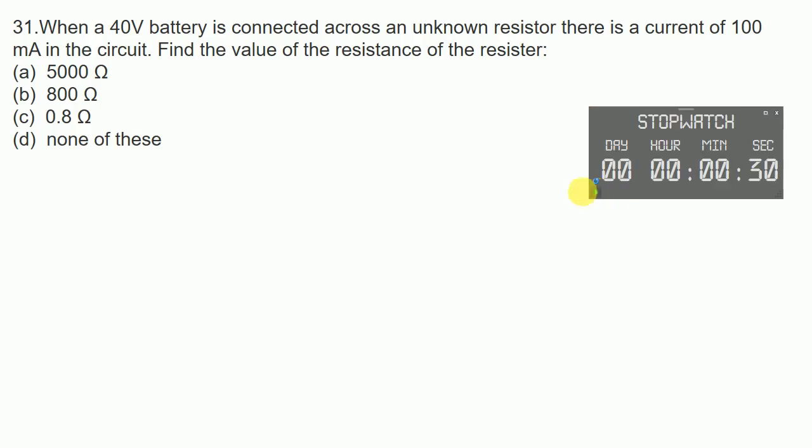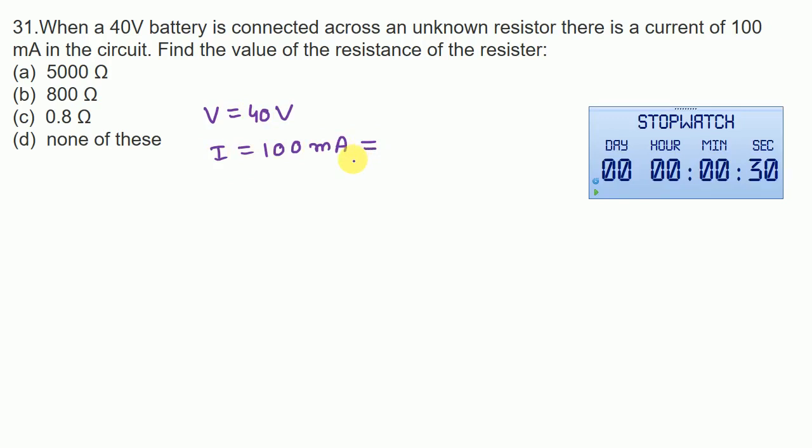Done, right? So what it is saying, the voltage is given 40 volt, and there is a current of 100 milliampere. Do remember, we have to convert it into ampere, because the answer is asked in ohm. So obviously milliampere will convert, so we will have to divide by 1000, then it will come in ampere.